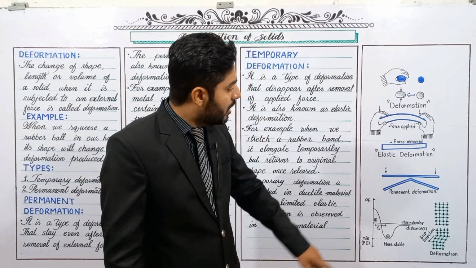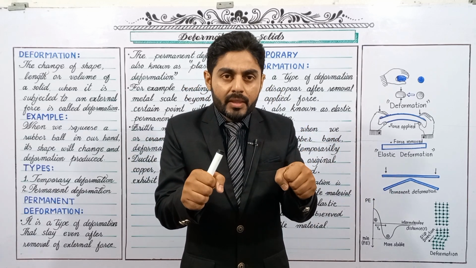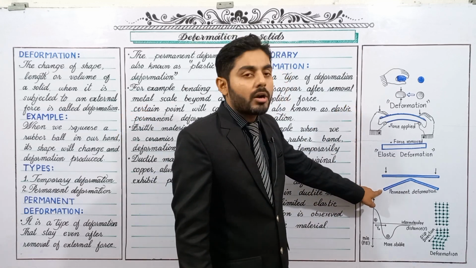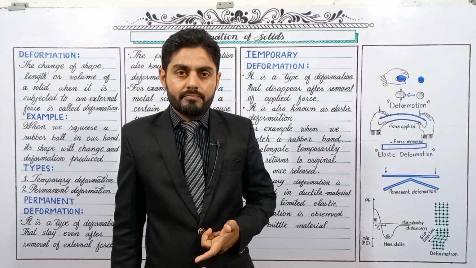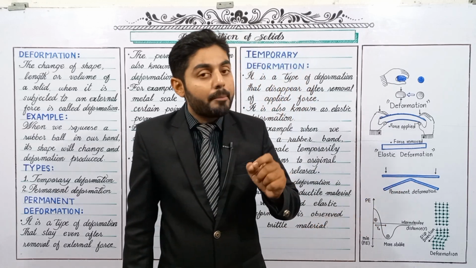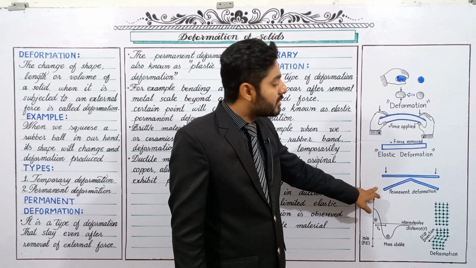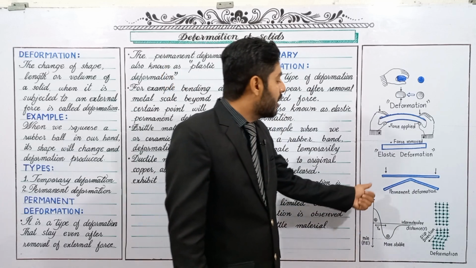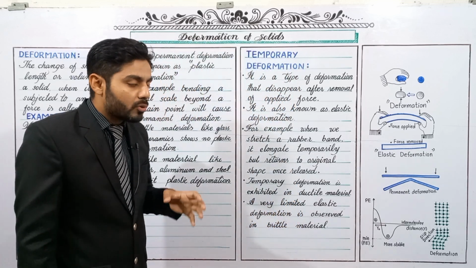For example, we have a rod. Bend it beyond a certain limit. Then remove the applied force. You will observe that this bent rod will not go to its original position or original shape. So it will remain bent. This kind of deformation is called permanent deformation because after removing the applied force, the body is not able to regain its original shape. So this is called permanent deformation. Clear?